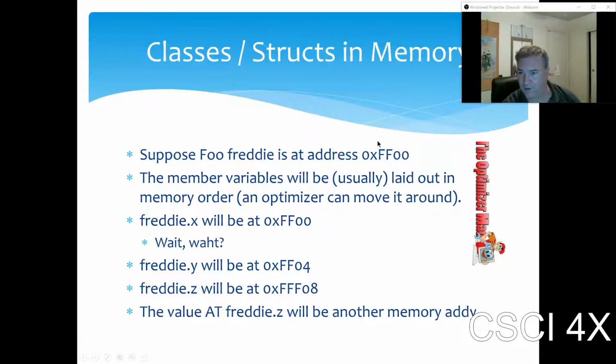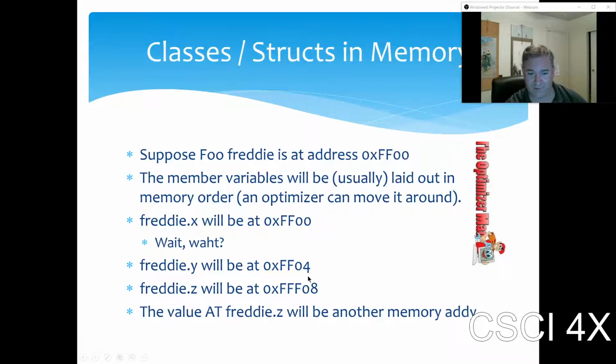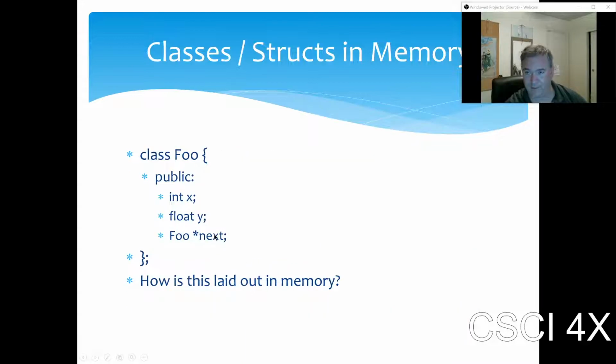So if your object is at address FF00, the int will be at address FF00. The float is going to be at FF04 because it's 4 bytes later, and the pointer is going to be at FF08 because it's 8 bytes later on a 32-bit system.